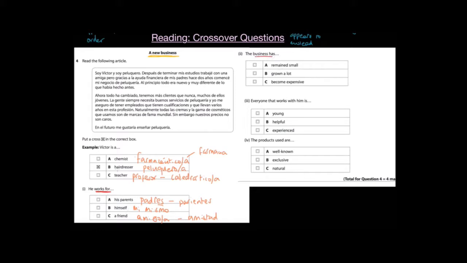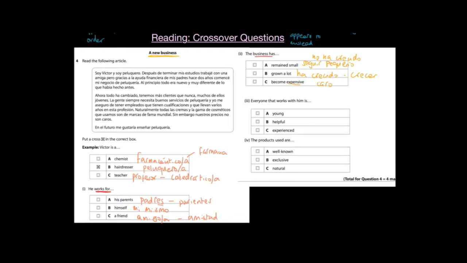Right, the business has. What's happened to the business? Has it remained small, grown a lot, or become expensive? Okay, so remain small, that may have something like pequeño. Okay, so there might be something like seguir pequeño or seguir siendo pequeño. There might be something like no ha crecido. It hasn't grown. Okay, grown a lot. We might see ha crecido. It has grown, from the verb crecer, to grow, and become expensive. There would be something like caro.